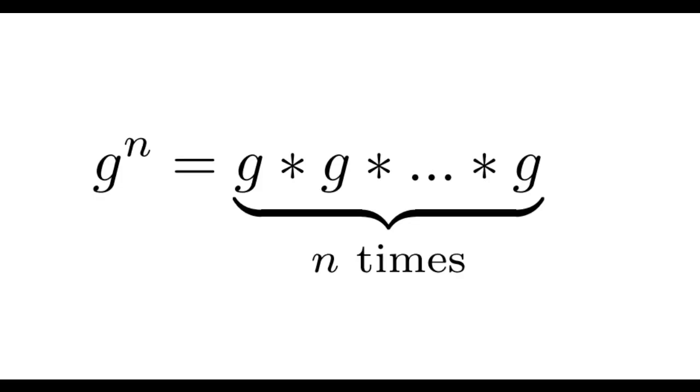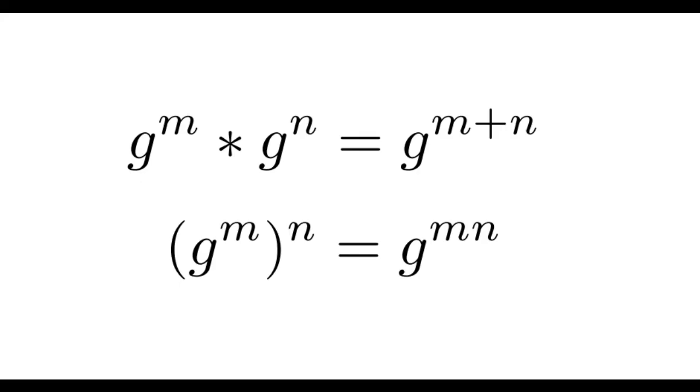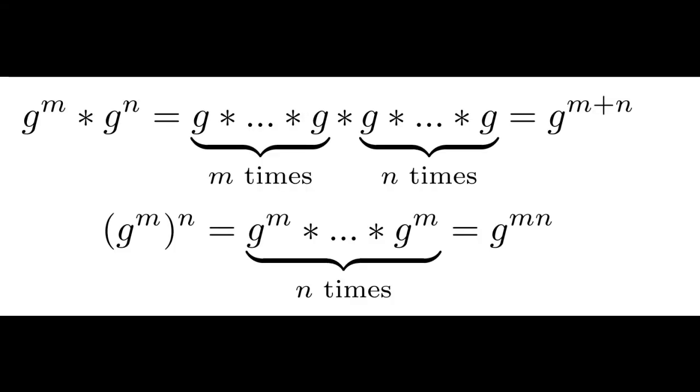For now, we're going to define integer exponentiation as repeated multiplication, and these next facts are going to rely on it. Number 1, g to the m times g to the n is equal to g to the m plus n. And number 2, g to the m raised to the n is equal to g to the m times n. This can be shown just by expanding and moving parentheses.